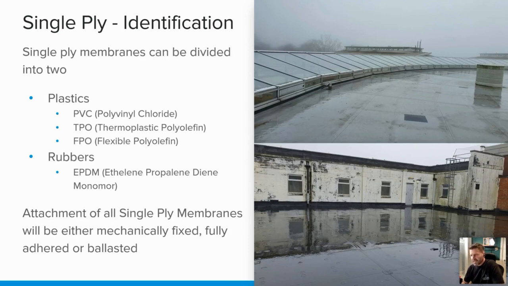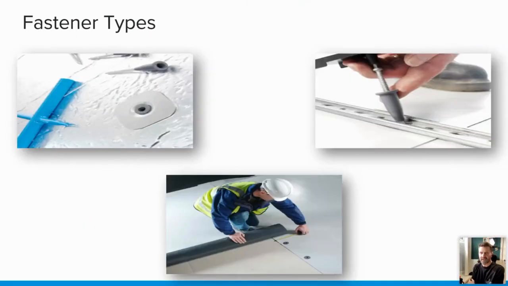Single ply membranes, obviously mechanically fixed, fully adhered or ballasted. So when we're looking at defects, we need to try and identify fastener types and everything like that. There's three different fastener types. One is the one in the top left there, which is used to mechanically fix the insulation. Sometimes that's a washer where solvent is used on the top of the washer there to bond the insulation to it. So that's when you see the impression of those. So either solvent welding or solvent bonding or induction welding as well.